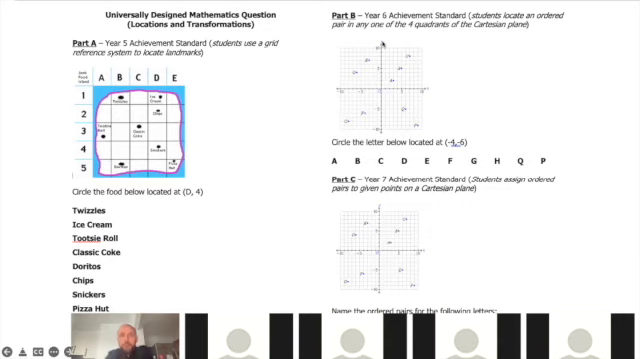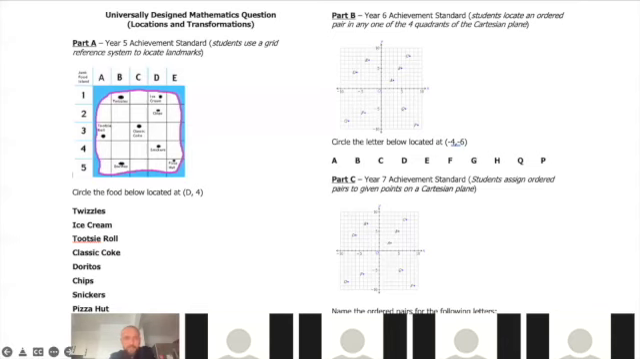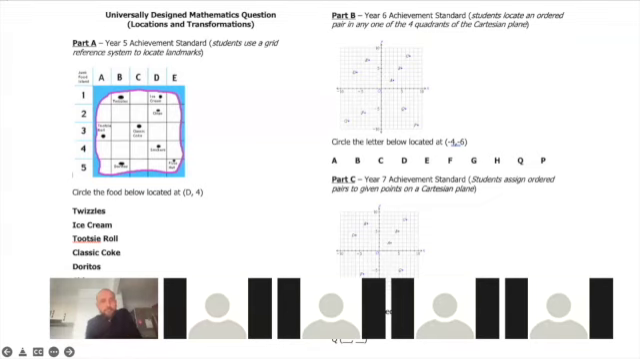Students locate an ordered pair using the 4 quadrants of the Cartesian plane, circle the letter below located at -4, -6. Taking out the literacy, they just circle it. Students assign ordered pairs to given points. If we have a look at this one, for example, they've given 3 letters and they identify the points on the Cartesian plane. So this one piece of paper allows the teacher to work out where a student is sitting against the achievement standards in year 5, 6, and 7. And you could go above or further below. But that universally designed assessment provides you that information to allow students to have success.